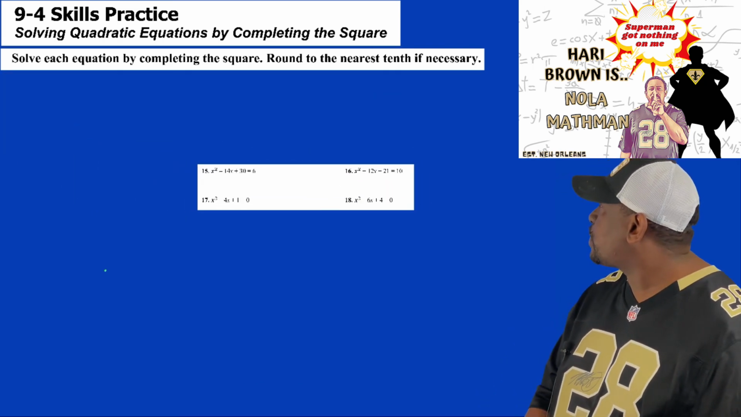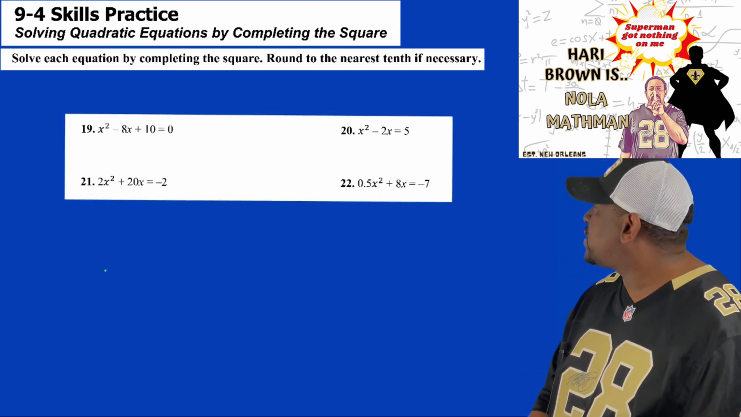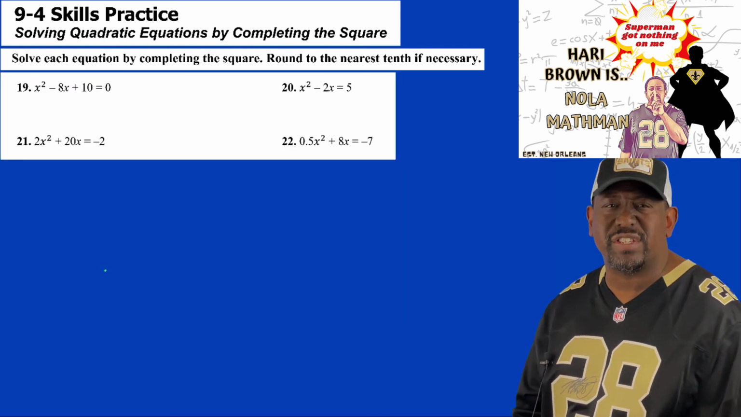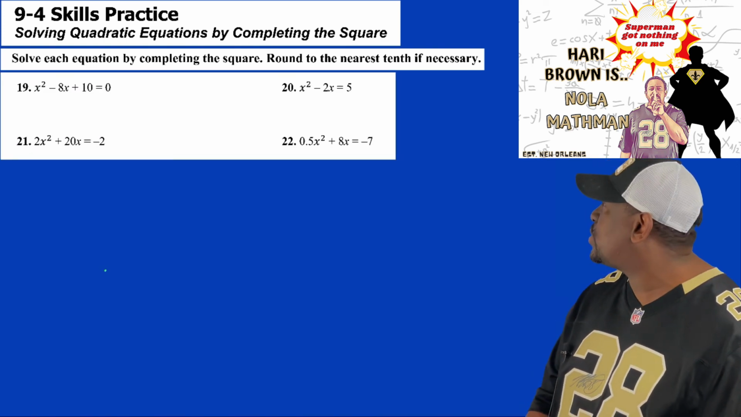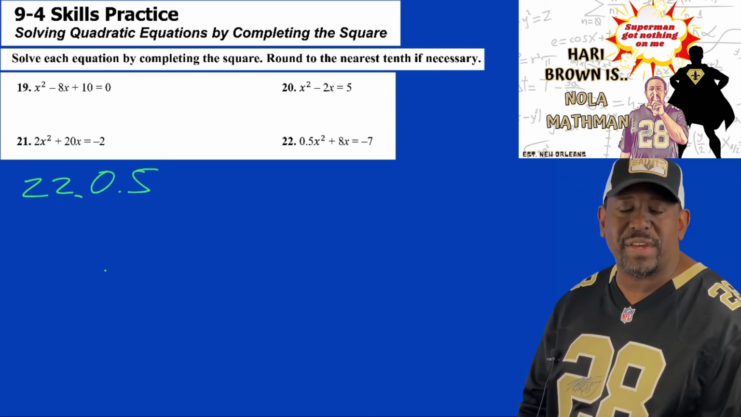So, all right, we're done with that. So let's see what's next. We have 19 through 22. But you need to do 22 with the decimal A term. Yeah, that's what we're doing. NOLA Mathman thinks like me.